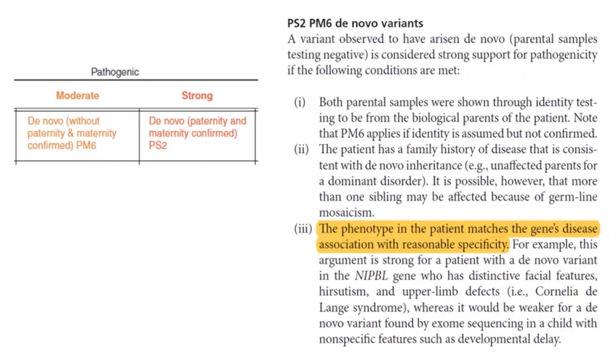And another important consideration when applying the de novo codes is looking at the patient phenotype and seeing if it actually is a good match with the disease. Any given individual has a handful of de novo variants, and so you want to make sure that it's not just by chance you found a de novo variant in this gene, and that actually the phenotype you're seeing in the patient would be associated with variants in this gene.